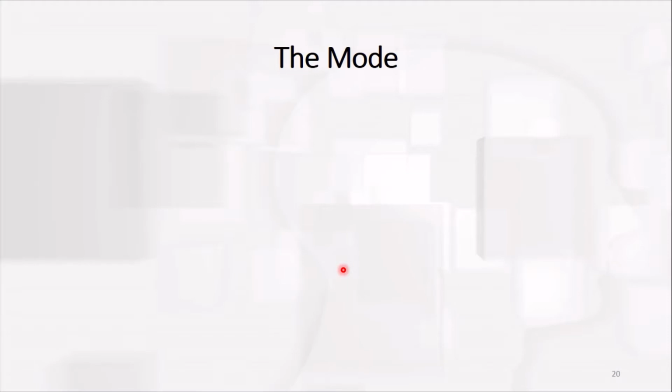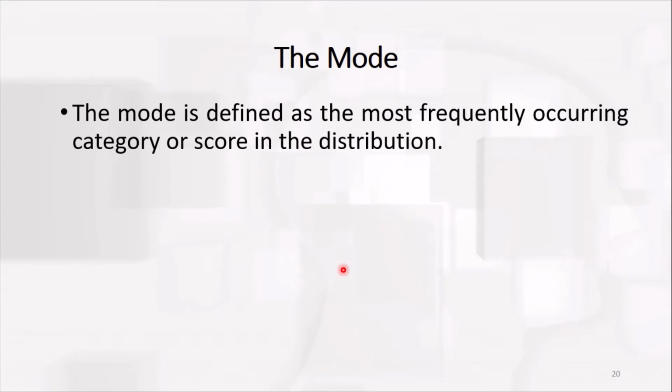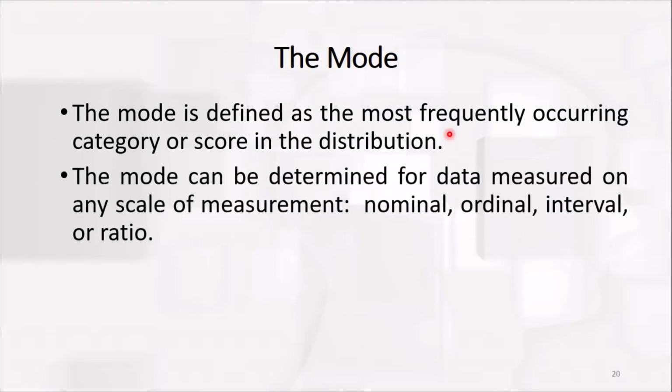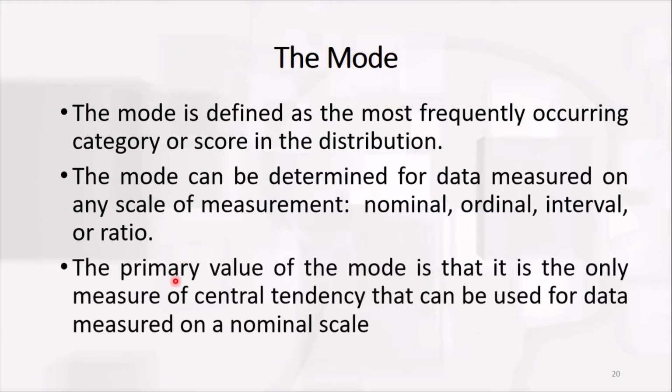Next, let's proceed to the last measure, which is the mode. The mode is defined as the most frequently occurring category or score in the distribution. Pag sinabi na nating most frequently occurring category, ito yung madalas or maraming nagpapakitang score. Marami siyang frequency. Okay? The mode can be determined for data measured on any scale of measurement. So, lahat ng scale of measurement natin is pwede dito sa mode. Pwedeng nominal, ordinal, interval, or ratio. Unlike doon sa other two measures natin. The primary value of the mode is that it is the only measure of central tendency that can be used for data measured on a nominal scale. Okay, so take note of this. Pagka nasali yung nominal, pwede siya sa mode, pero hindi pwede sa median and mean.